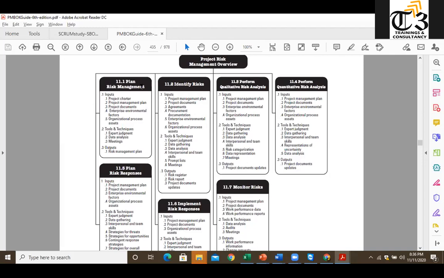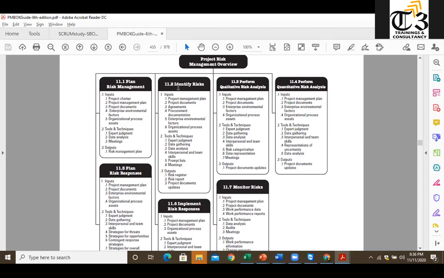So the first process is plan risk management, and the output will be the risk management plan. And to create it, for sure, we will do meetings, we will do data analysis from the past projects or available information, or we can use expert judgment. Once I have my risk management plan, which contains what could be the risks for the project, based on that, I will start identifying the risk. So the next process is identify risk.